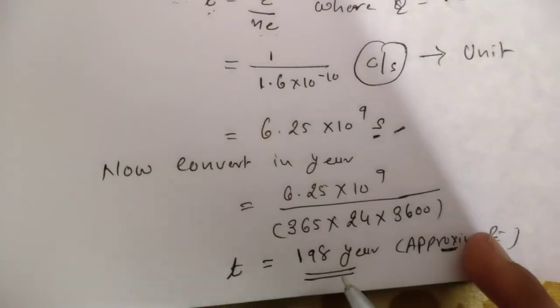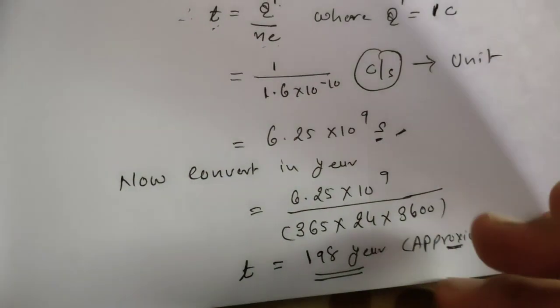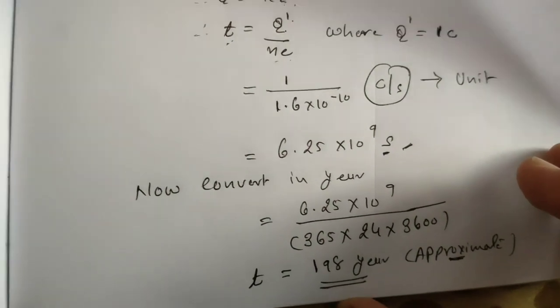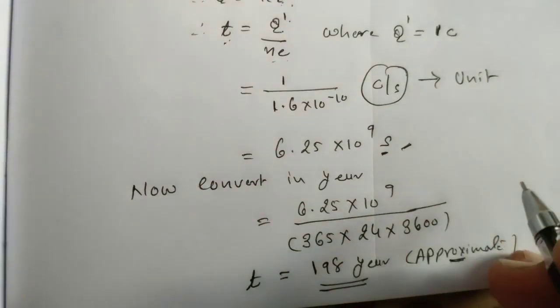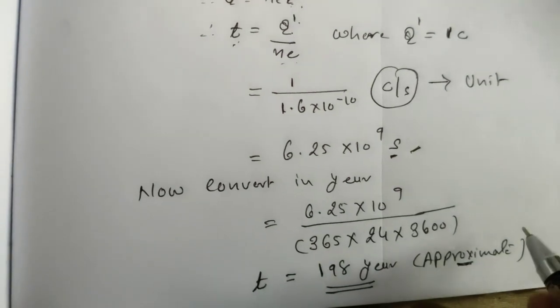It means coulomb is a very big unit. Remember, again I am telling you that coulomb is a very big unit. That's why we use small units like 10 raised to minus 6, 10 raised to minus 9, 10 raised to minus 19, etc.